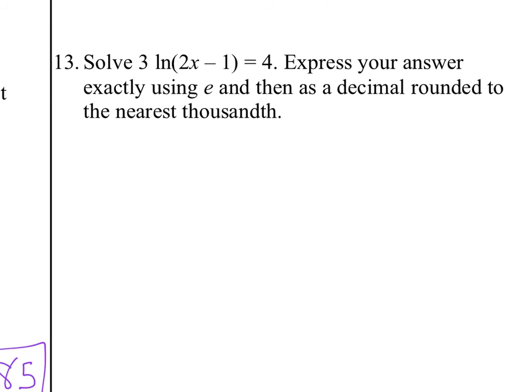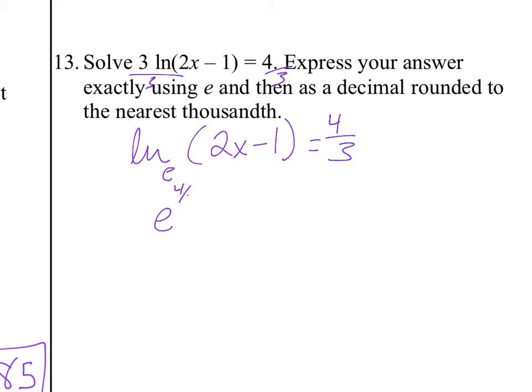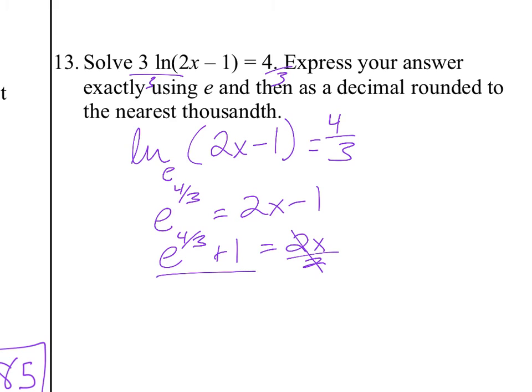All right, so now we're doing a natural log. This gives me natural log of 2x minus 1 is equal to 4 over 3, because all I did was divide both sides by 3. Now I can do base to the outie equals the innie. My base for this is e. So e to the 4/3 is equal to 2x minus 1. Now I'm solving for x. So I add 1. Now I divide by 2 to get x.